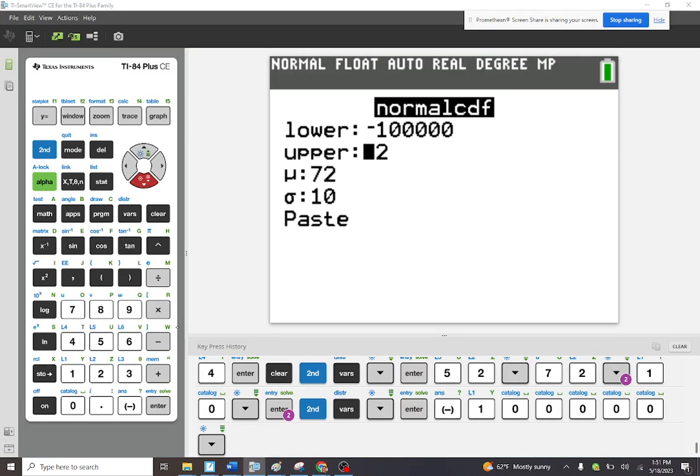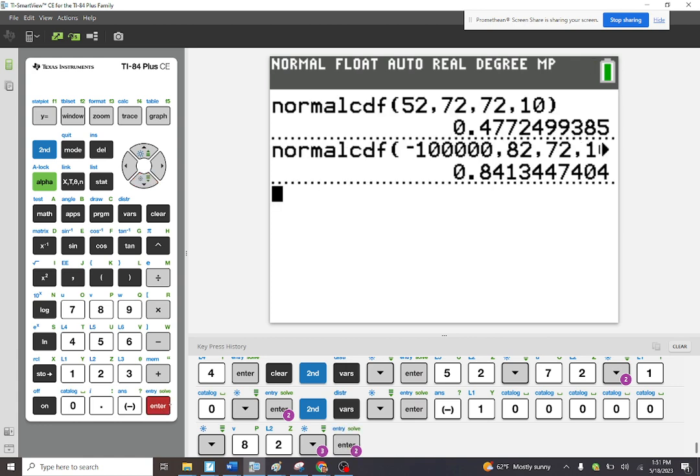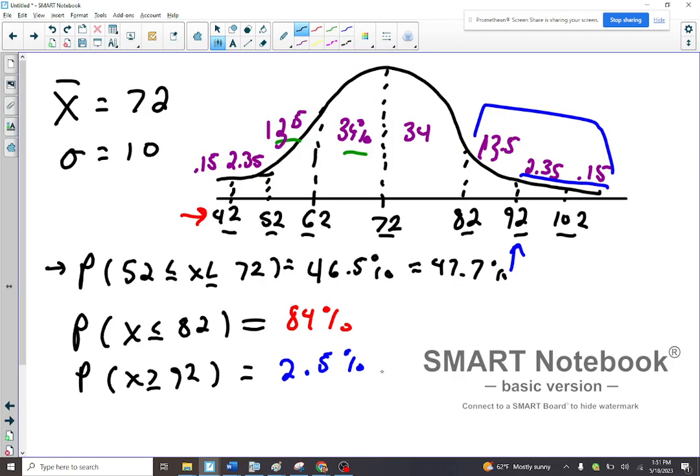And then our upper in this case is 82. Luckily for us, our mean and our standard deviation are the same. Press enter, 84-ish percent. Yeah, you're just getting a number. That's why I don't know offhand what to graph.